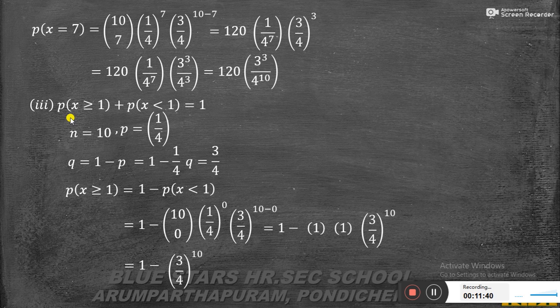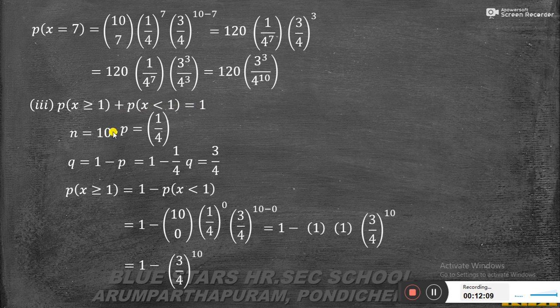Next, the third subdivision. They are asking about the probability of getting at least one correct answer. At least means we take the symbol greater than or equal to, and at most means we take the symbol less than or equal to. So the student gets at least one correct answer: x greater than or equal to 1. The probability of x greater than or equal to 1 plus the probability of x less than 1 equal to 1.